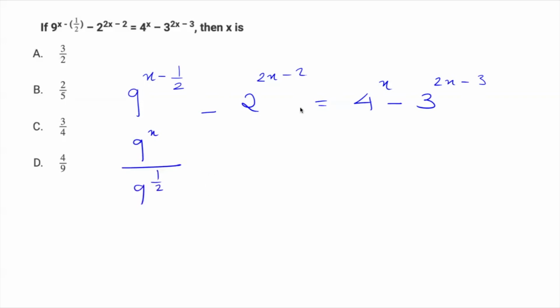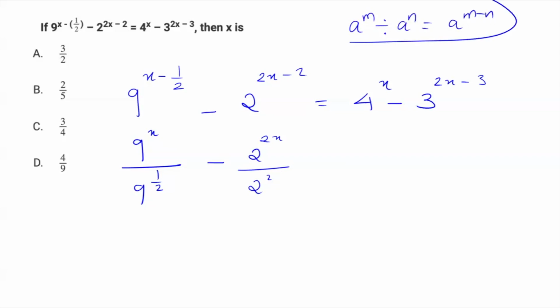And the same property now we can write for every other term. 2 raised to 2x divided by 2 raised to 2. Again, second property of indices, a raised to m divided by a raised to n will be a raised to m minus n. The same property. This will be equal to 4 raised to x. I am writing this 4 as 2 raised to 2 the whole raised to x minus the last step again, 3 raised to 2x minus 3 will be 3 raised to 2x upon 3 raised to 3.